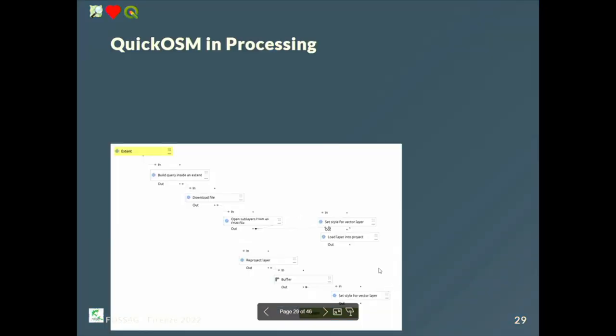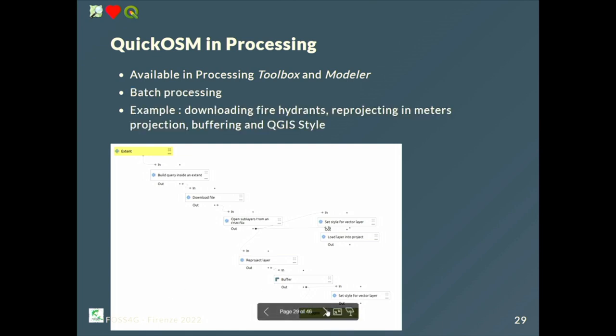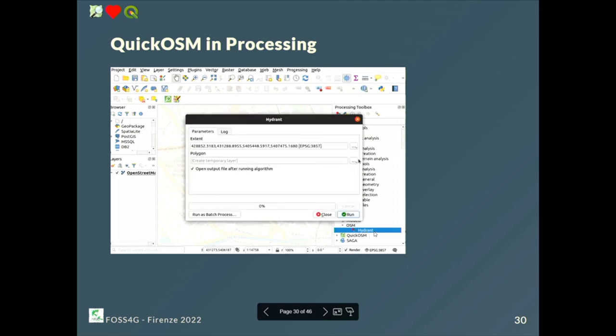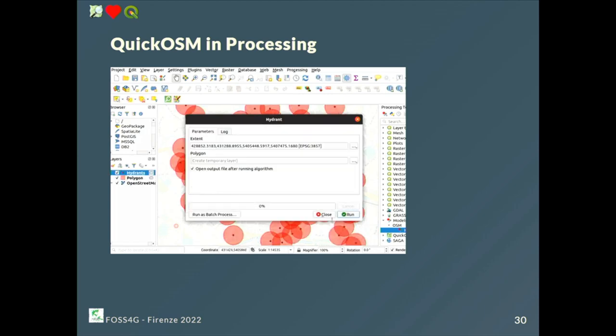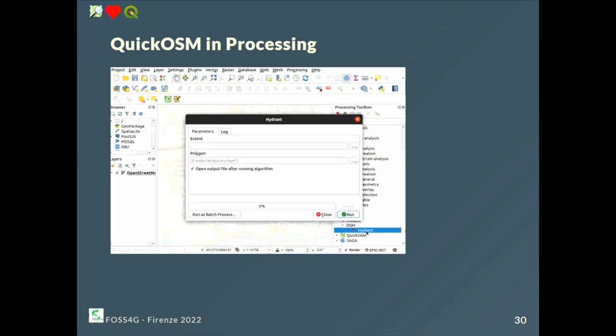Maybe we can also run QuickOSM in Processing. It's the toolbox available on the right side of QGIS, and there is a QGIS modeler where you can make a complex algorithm by adding a few algorithms in. So for instance, this one is downloading fire hydrants in an area, reprojecting in meters because all data from OpenStreetMap comes in degrees, then doing a buffering and applying a QGIS style. So when I launch this QGIS model, it's only asking me for an extent. Then it's all done, and I have my final layer with my buffers and fire hydrants.